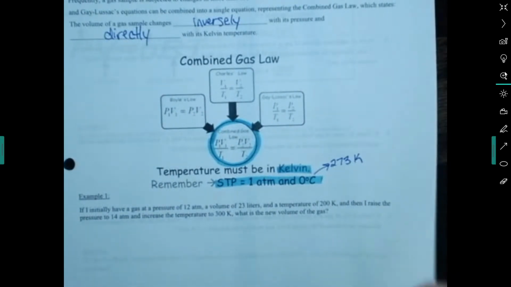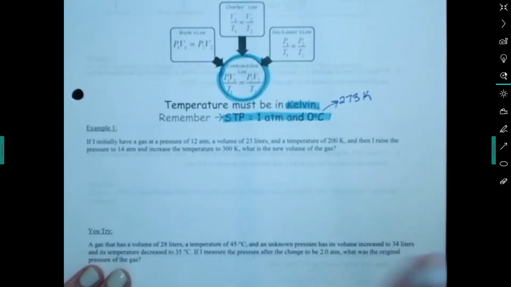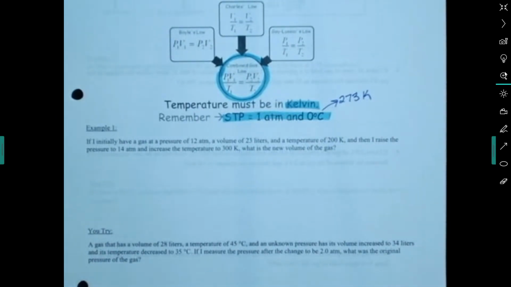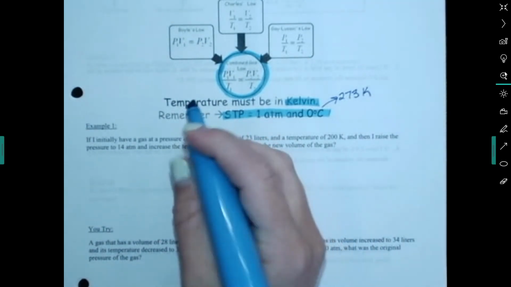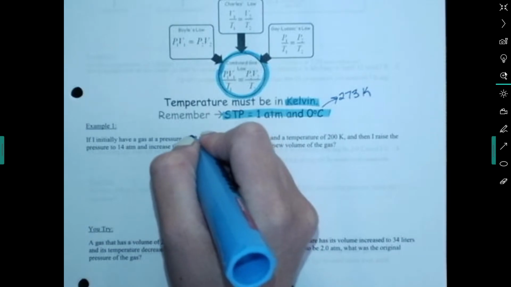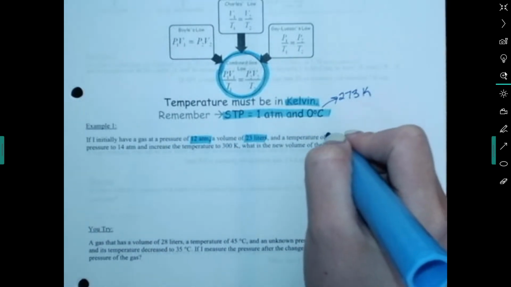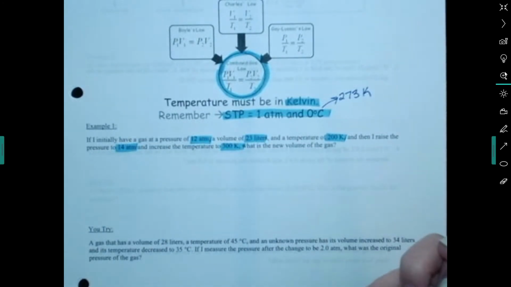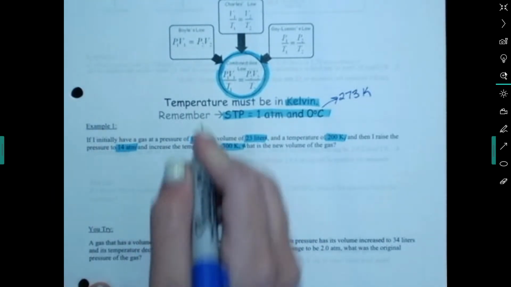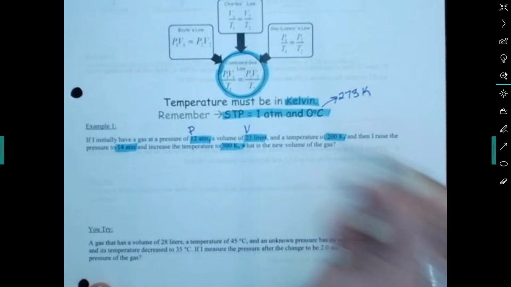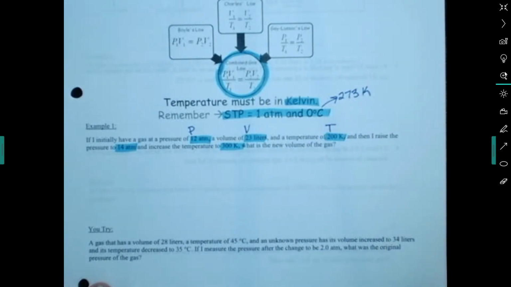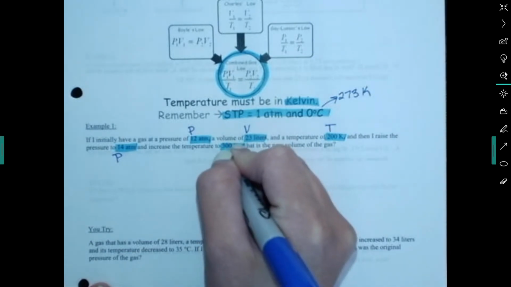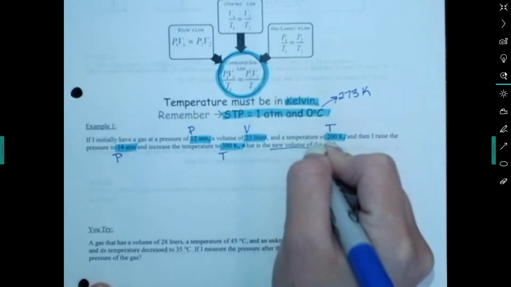First example, if I initially have a gas at a pressure of 12 atmospheres, so I'm going to highlight everything I'm given. So if I have a gas at a pressure of 12 atmospheres, a volume of 23 liters, a temperature of 200 Kelvin, and then I raise the pressure to 14 atmospheres and increase the temperature to 300 Kelvin, what's the new volume of the gas? Okay, you can tell that this is going to be a combined gas law problem because of what you're given. You're given pressure, you're given volume, and you're given temperature. You're given another pressure, you're given another temperature, and then you're asked to find the new volume.